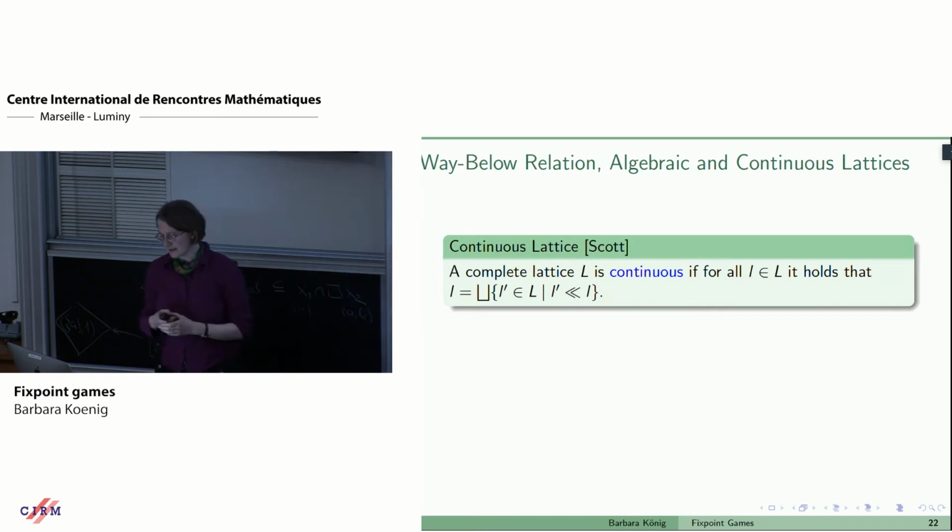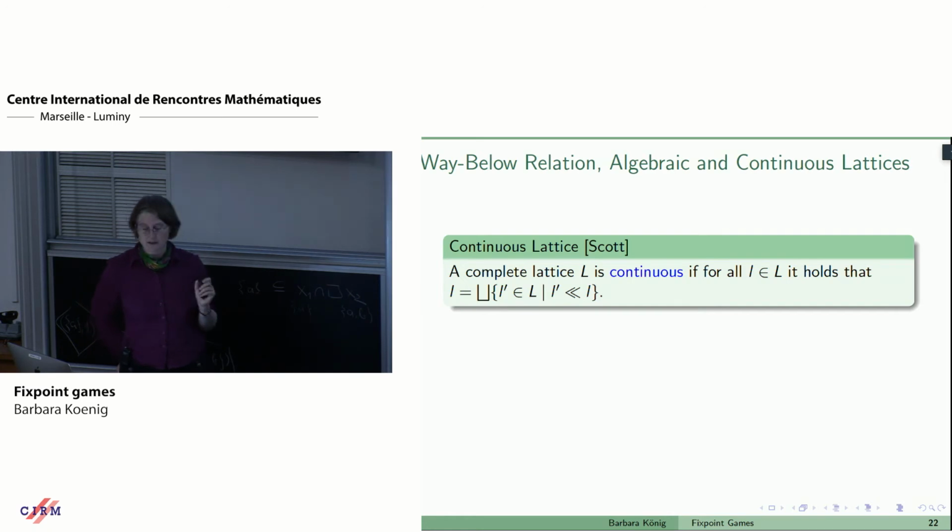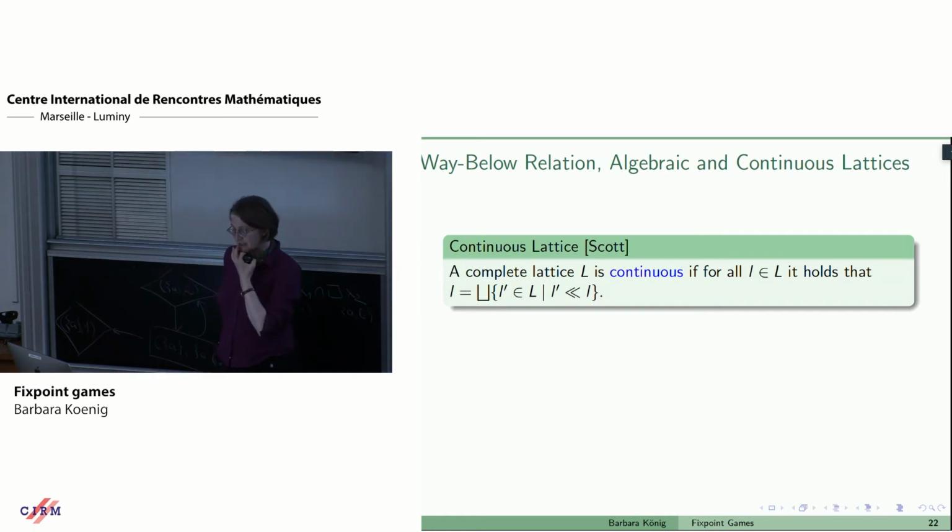But what is a continuous lattice? A lattice is continuous if for all lattice elements it holds that L is equal to the sup of all elements that are way below it.